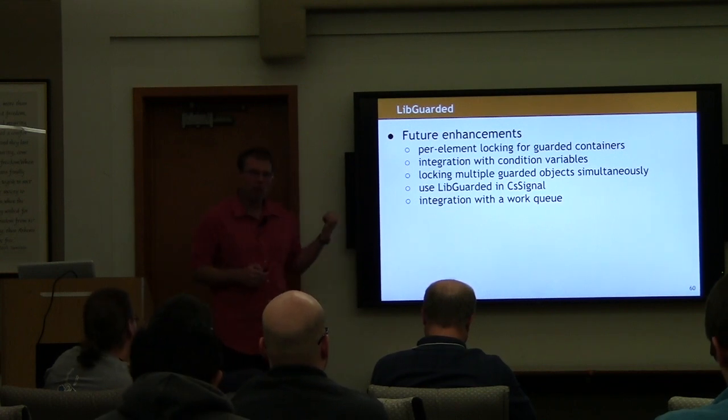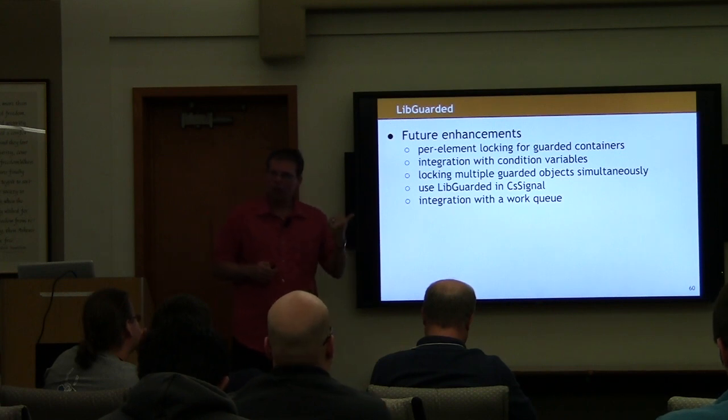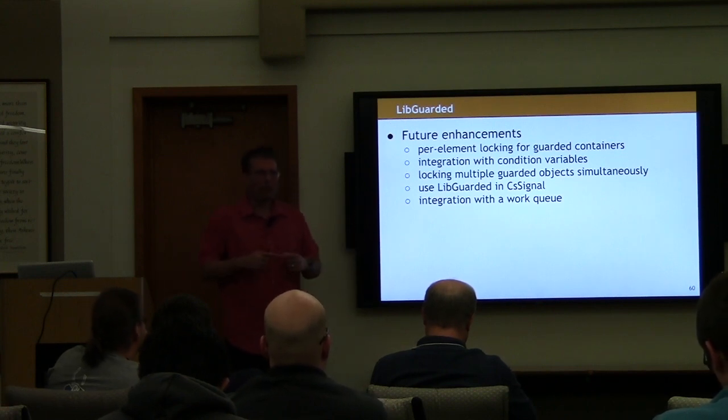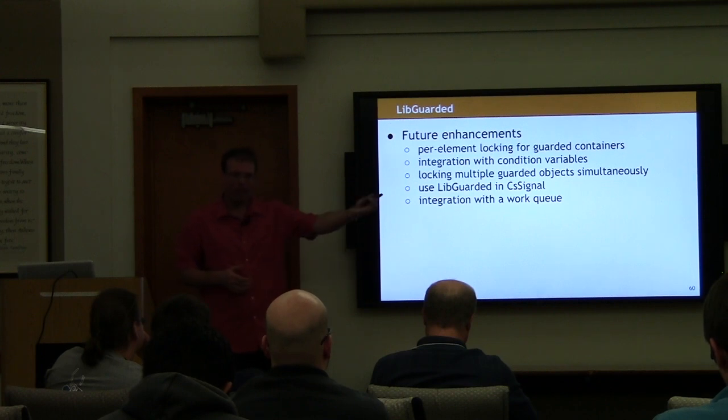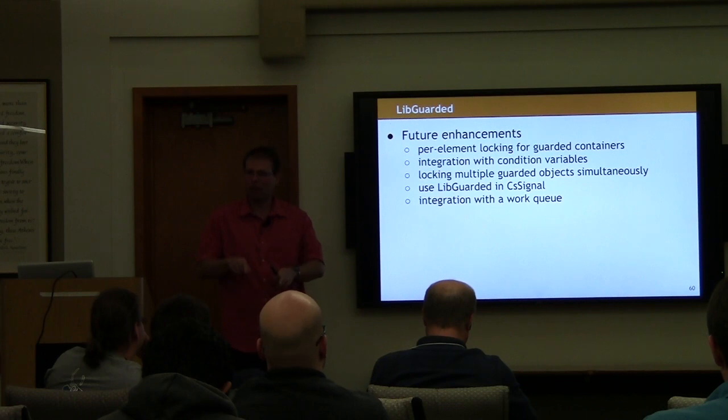And then integrate this with a work queue, because it would be really useful if a work queue could get information about which resources are needed by the work that's in the queue. So it could say, okay, well, I currently have access to this resource because the last job I did needed it. Let me take this guarded data and forward it to the next job, because I know that it's going to need the same data. Now I've avoided a lot of locking and unlocking that now has to be done inside every unit of work.